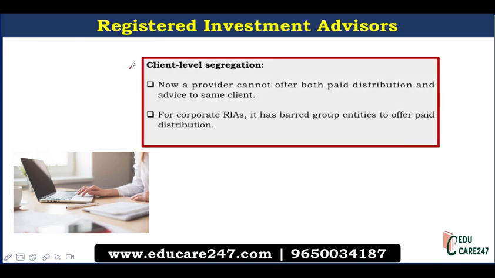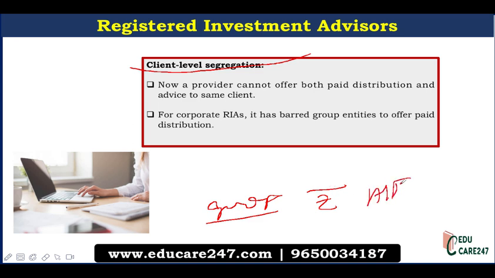Now, coming to client level segregation, SEBI has mandated client level segregation of distribution and advice, which means a provider cannot offer both paid distribution and advice to the same client. For corporate registered investment advisors, the prohibition includes a bar on group entities such as subsidiaries who offer paid distribution to an advisory client. The RIAs can provide execution services, but they have to be free of cost and in direct plans. Some products, such as alternate investment funds, do not have direct plans, but SEBI introduced the concept of direct plans in others, like portfolio management services, in February 2020.